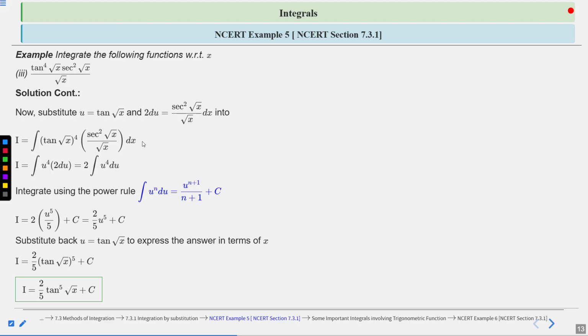So I will be equal to 2 by 5 tan to the power 5 root x plus c. So this will be the correct answer. The integration of the given expression is I is equal to 2 by 5 tan to the power 5 root x plus c. Hope it's clear to all. Let us see the next part.